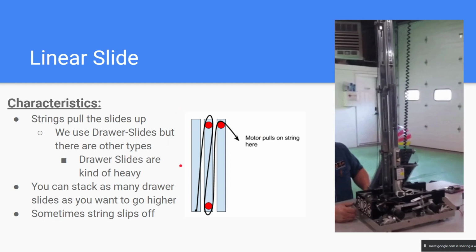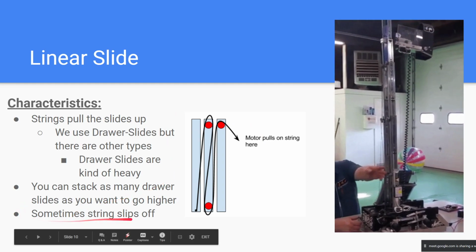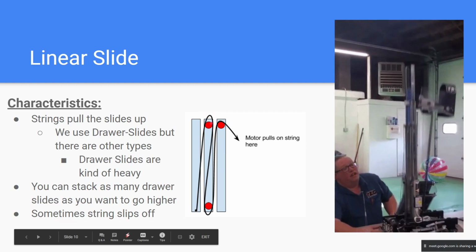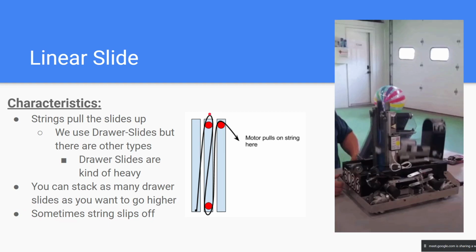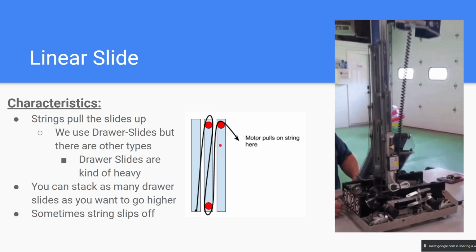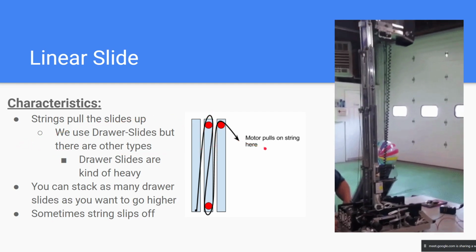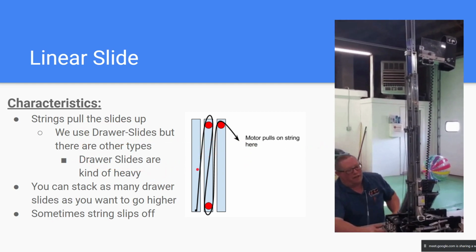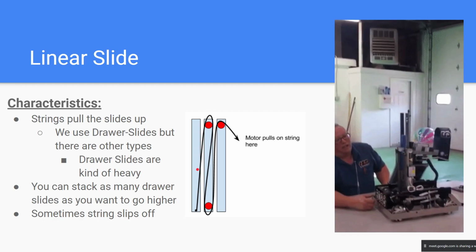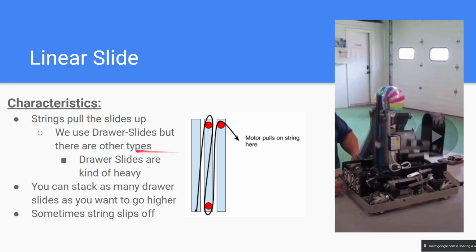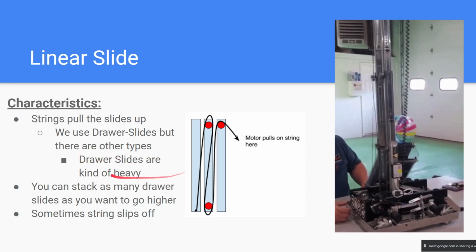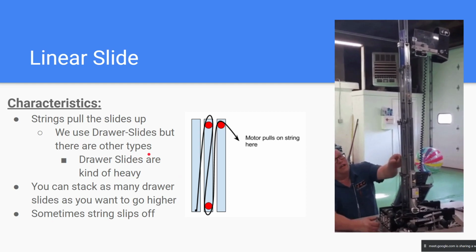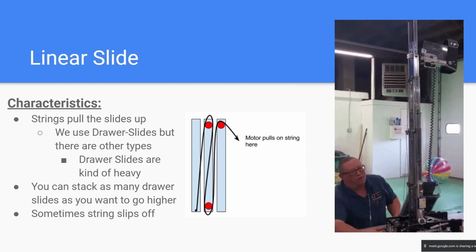The only con I have with this is that strings do sometimes slip off. If your pulleys aren't designed in a way that keeps the strings in very well, if your string slips off, you're done for. It's dead. Also, drawer slides are pretty heavy, but like I said, there are other types of slides that are smaller, in different sizes and stuff like that, that make it lighter. But drawer slides are heavy. If you actually felt one in real life, they're pretty hefty. But yeah, that's it.